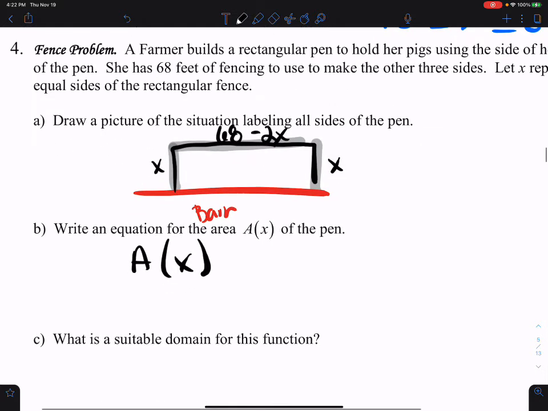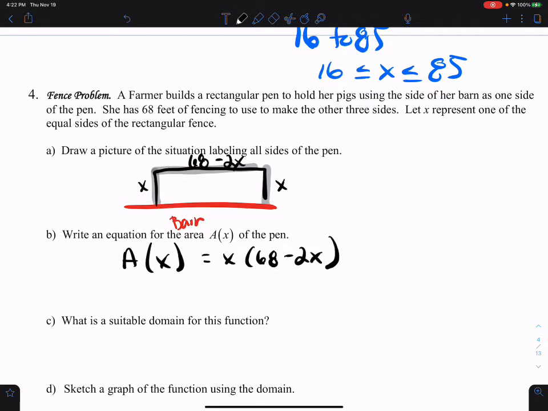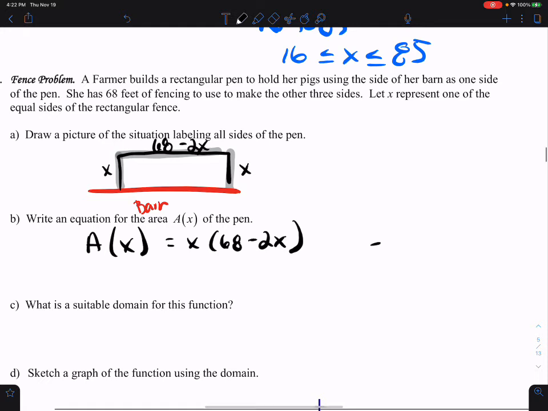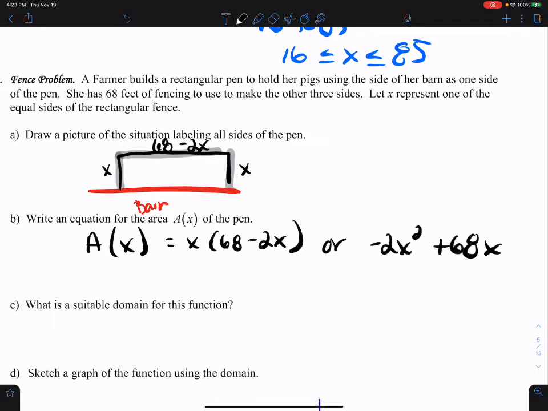So the area is the length times the width. So x times (68 minus 2x). There's no need to distribute that, but I guess if you wanted to see it in standard form, we could write that too. But I dislike standard form a little bit because it doesn't really tell me too much information.